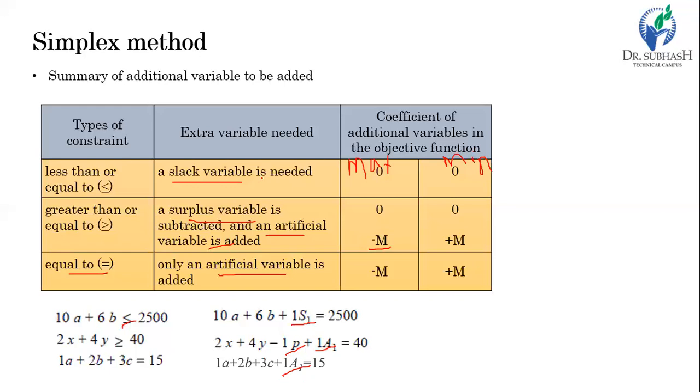So in this way, you can convert an inequality type or equality type constraint into an equation by either adding a slack variable, subtracting a surplus variable, adding an artificial variable, or simply adding only an artificial variable.